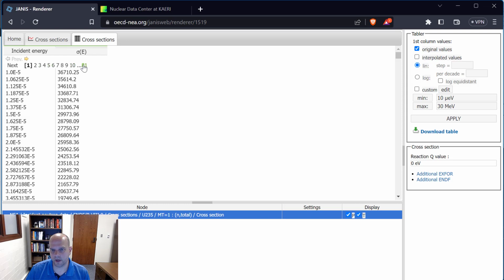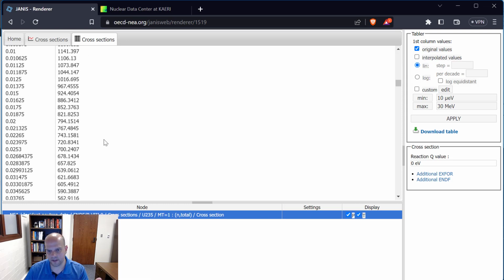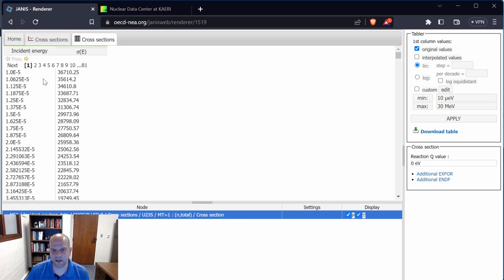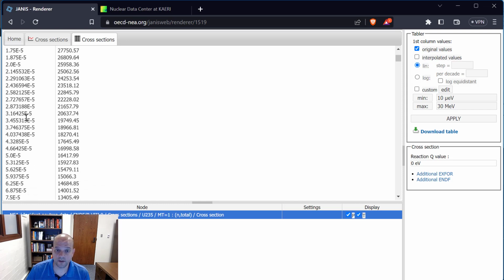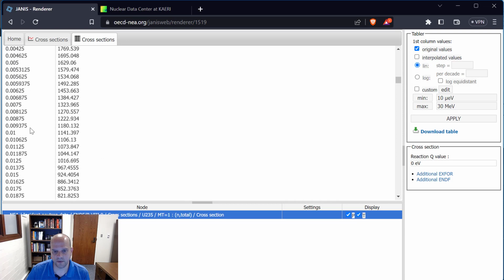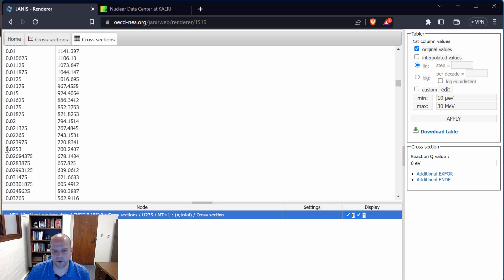And the data is comprised of 81 different pages of this many sets of data. But really I just want to scroll down to 0.0253 eV. And so in this case we've got either the -5, -4, 0.0253. So that is my cross-section data in units of barns for the total cross-section. So I've got a value of 700.2.